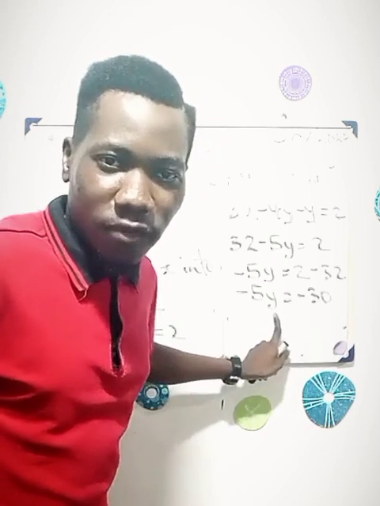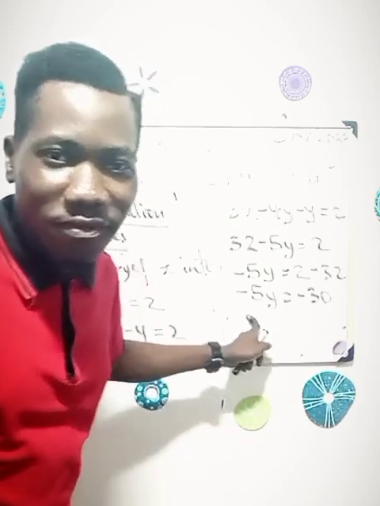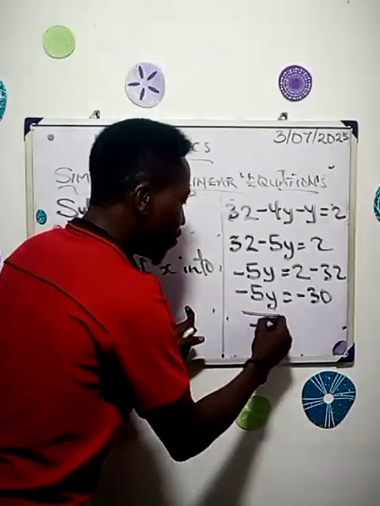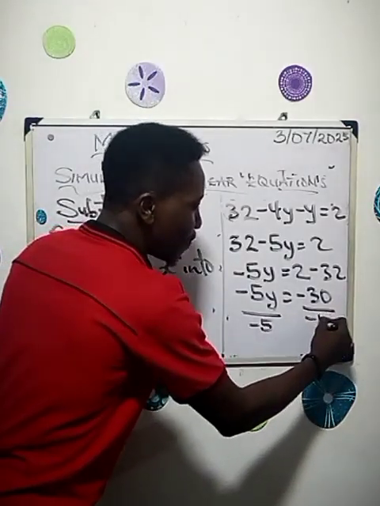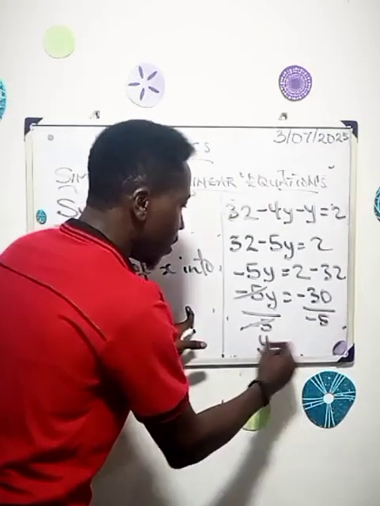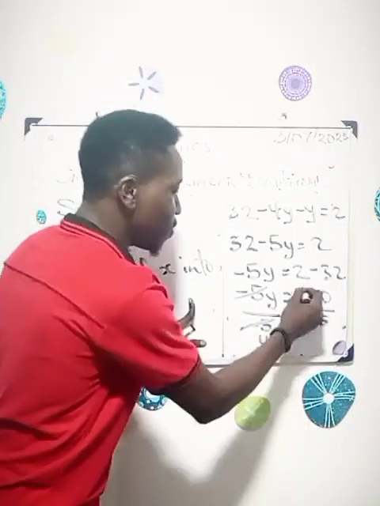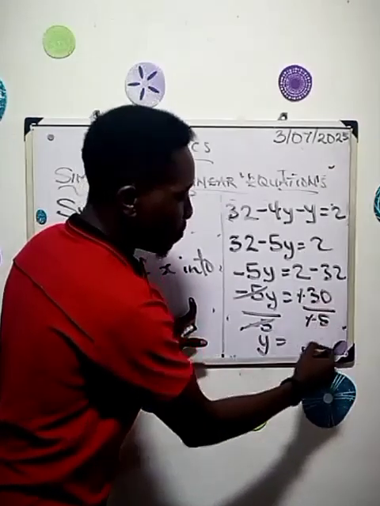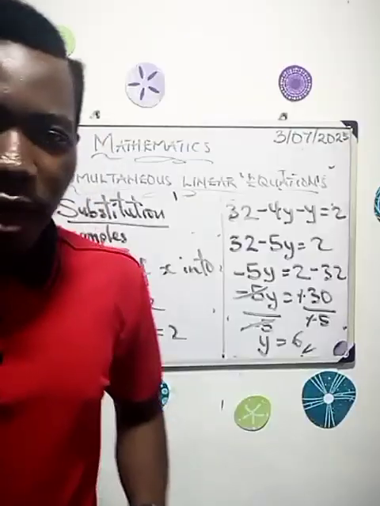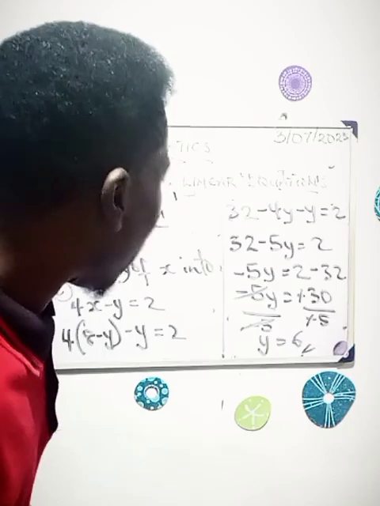Now I need the value of y. So what am I going to do? I'm going to divide both sides by minus 5. So over minus 5 and over minus 5. So this cancels this, and y equals minus 30 divided by minus 5. Minus cancels minus. 30 divided by 5 is 6. So that's the value of y, 6. Yes, y equals 6. Okay, so how about x?